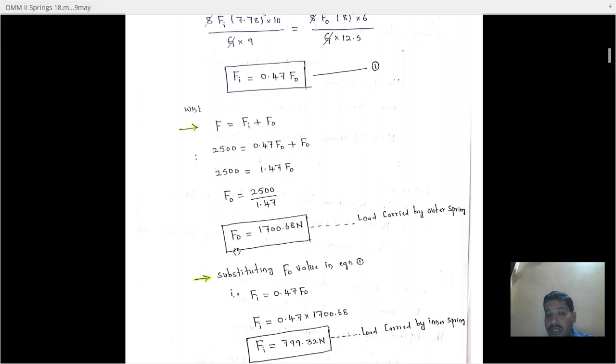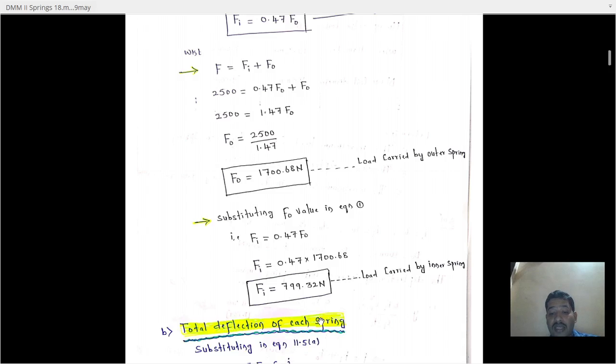0.47 as it is. Fo value is the load carried by the outer of the spring, which is given as 1700.68 Newtons. So you just need to multiply 1700.68 into 0.47, then you will get the answer: Fi value is 799.32 Newton. So the load carried by the inner of the spring, how much we got here? 799.32 Newton we got it.